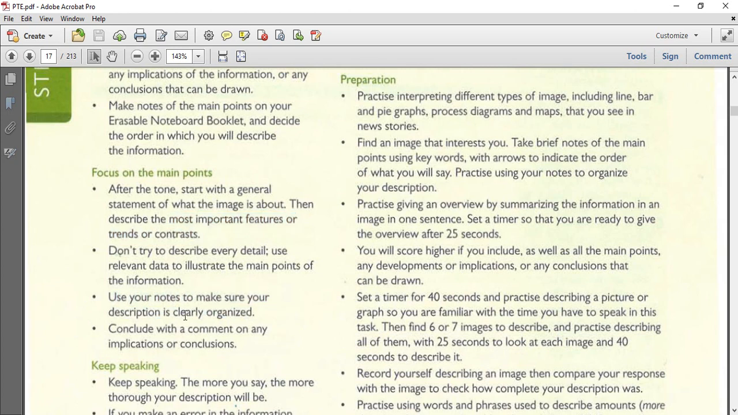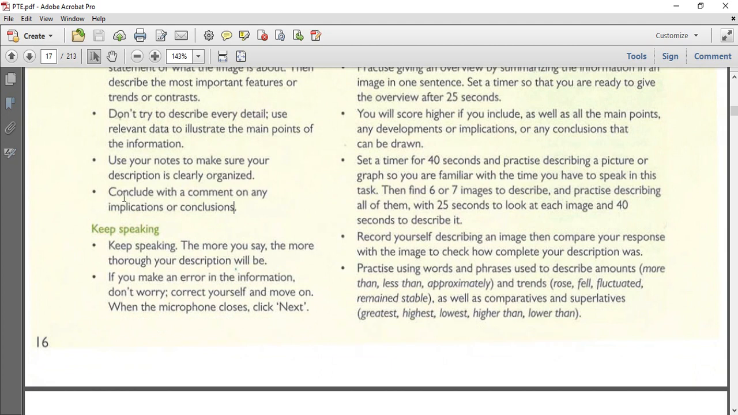Otherwise, if we don't take notes, we will just see the image and describe it. So for the examiner, when listening to our voice, they will realize that what we're saying is unorganized, and we just describe what we see from that moment of recording. So conclude with a comment on any implications or conclusions. This is with giving the ideas to conclude what we finished saying.